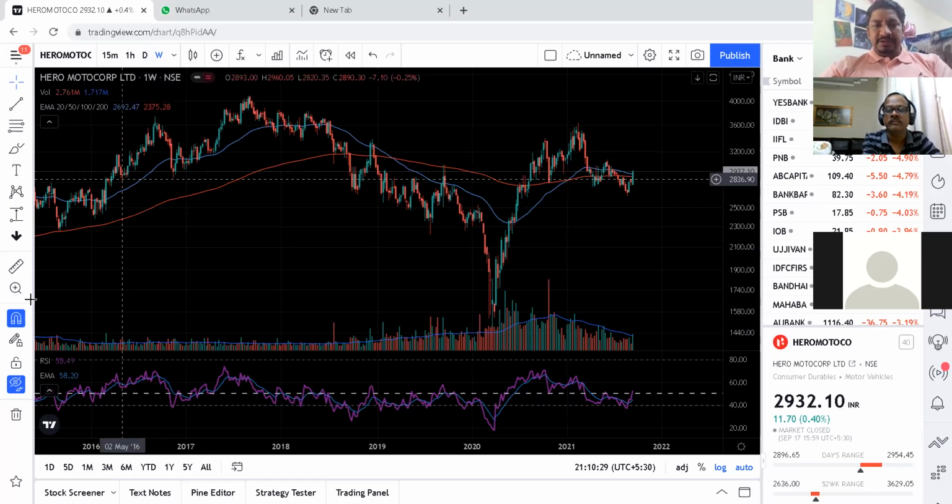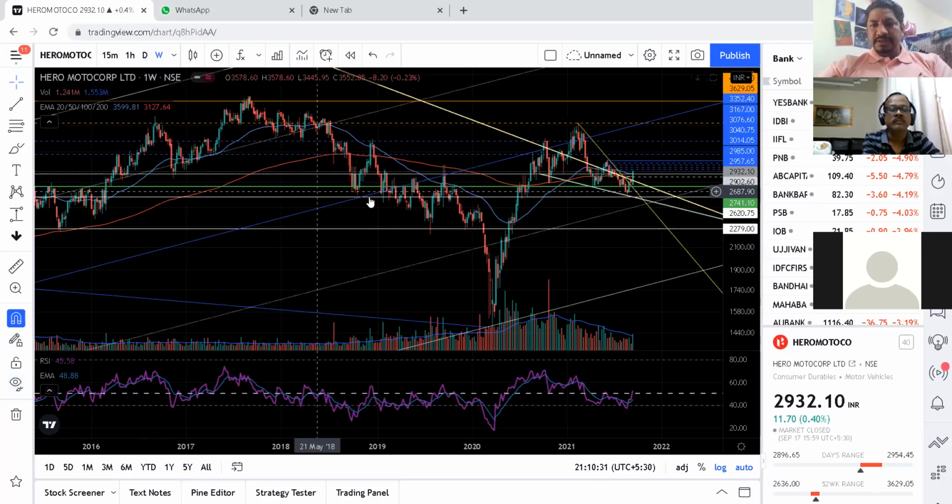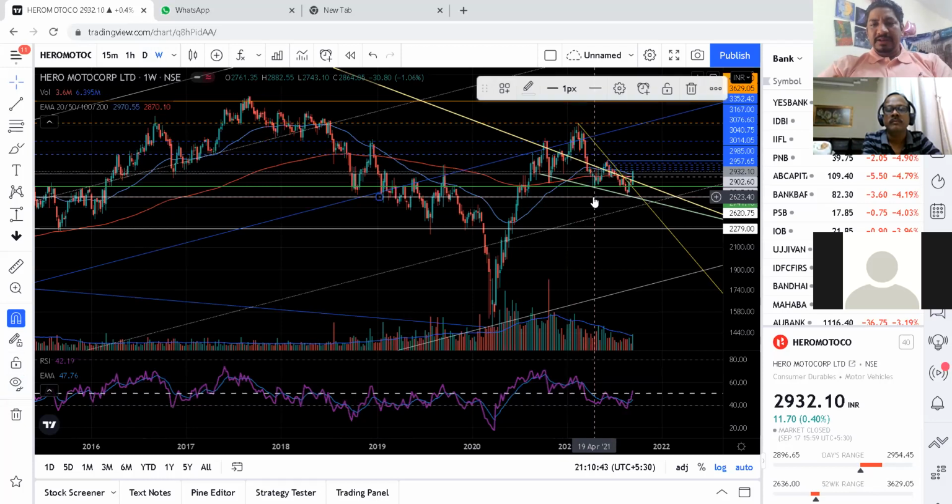So I will start the drawing here. It's too much because it's for some short-term trading. So just look at the thicker lines here. Can you see a particular line here, white line?